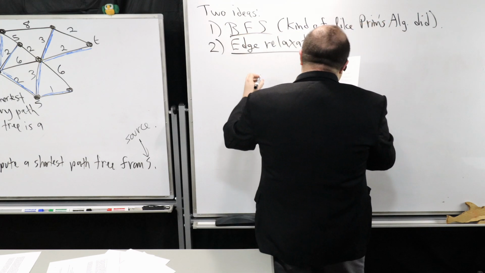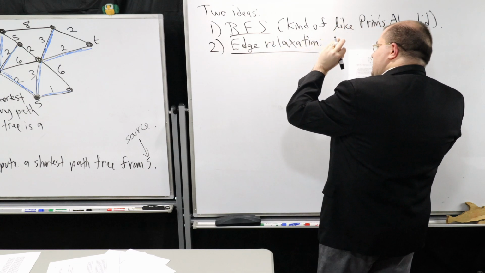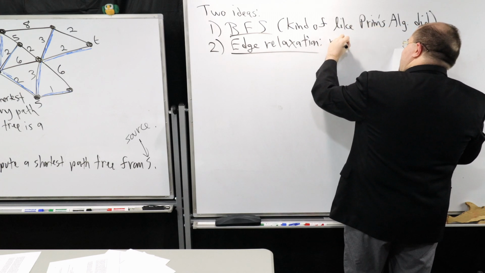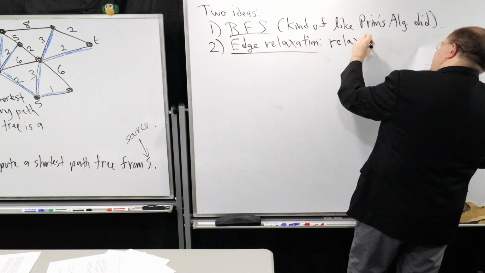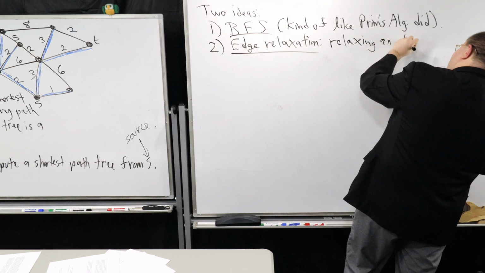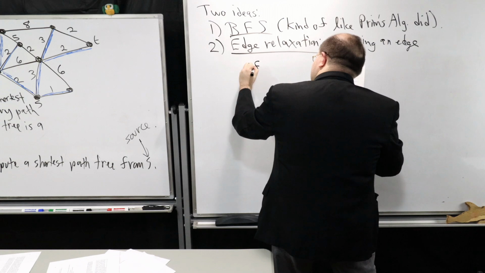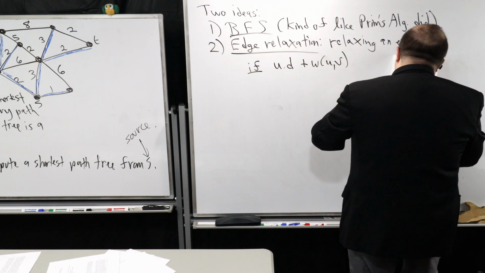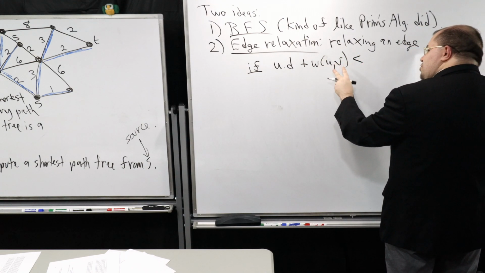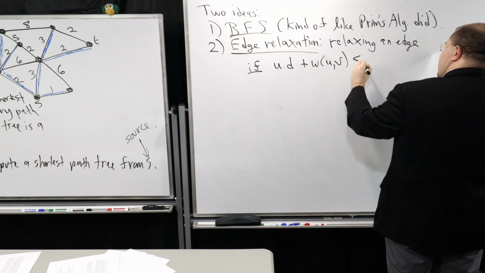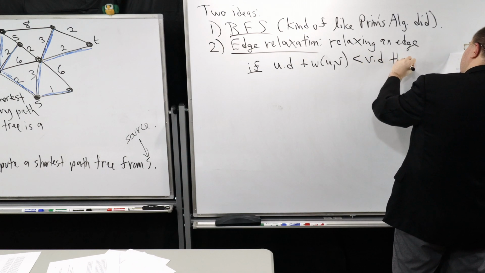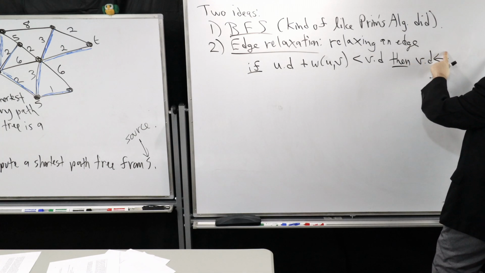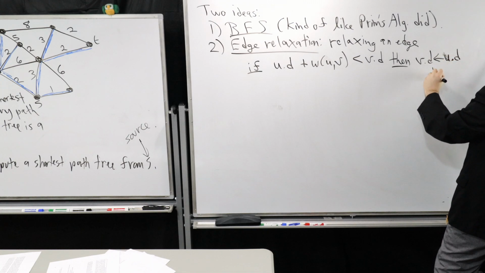So the edge relaxation is going to be the same idea. It's going to be very similar to what we did in Prim's, except you're going to have this condition, which I refer to as an edge relaxation. Relaxing an edge corresponds to the following check: if u.d plus the weight of the edge I'm considering, so these would be your two endpoints, is less than v.d, then you update the d value to u.d plus the weight.